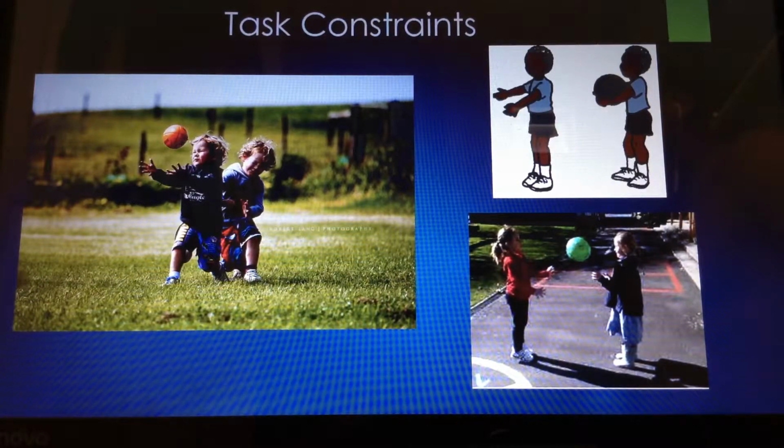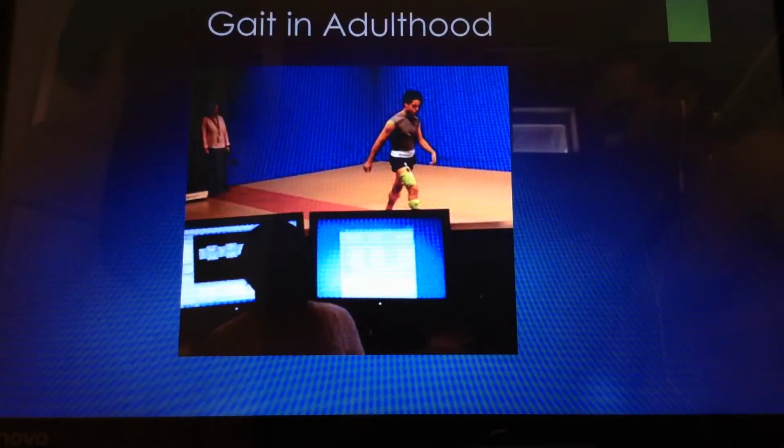A constraint demonstrated in the video of the child was a task constraint. The person in the room was throwing her toys at varying speeds, making it more difficult for the child to catch, as opposed to a constant, consistent speed of the toys.